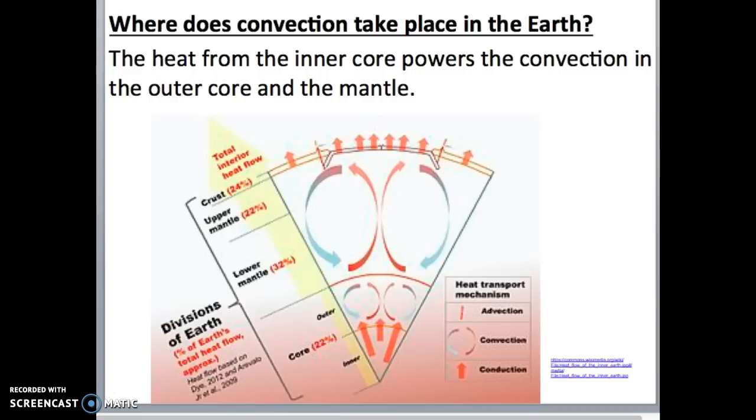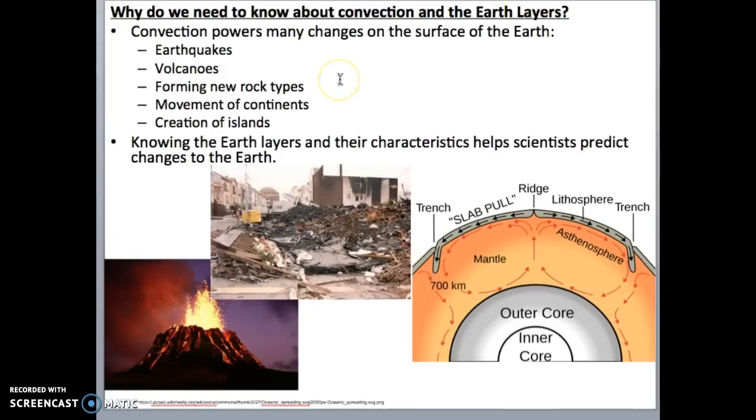Again, this ties into our next lesson, and I'm just going to give you a small preview of what we're going to be learning about soon. The idea is that convection under the Earth's surface, the circular motion of the heat, powers a lot of changes on the surface of the Earth where we live. These pictures, like volcanoes and earthquakes, all happen because of the movement of heat under the Earth.